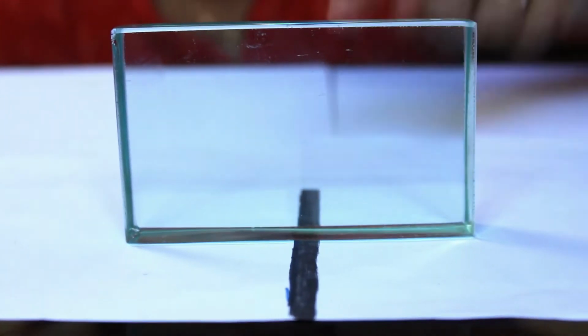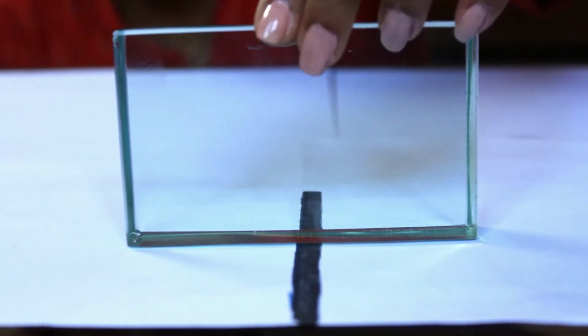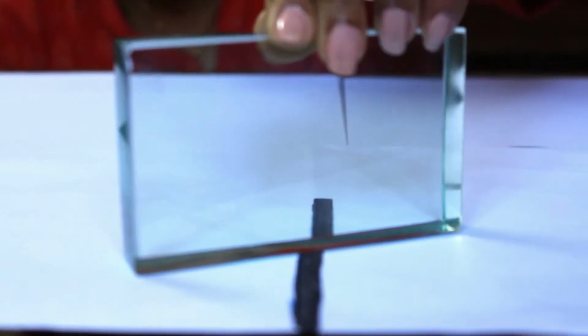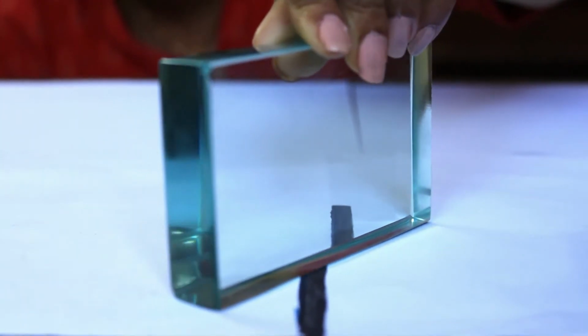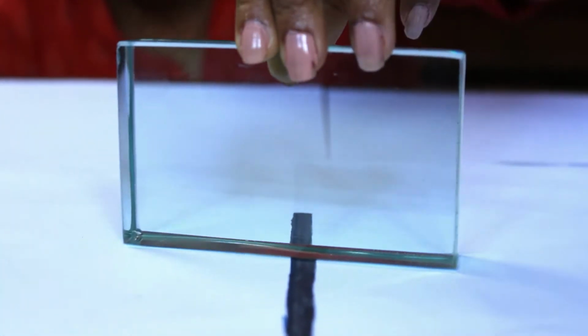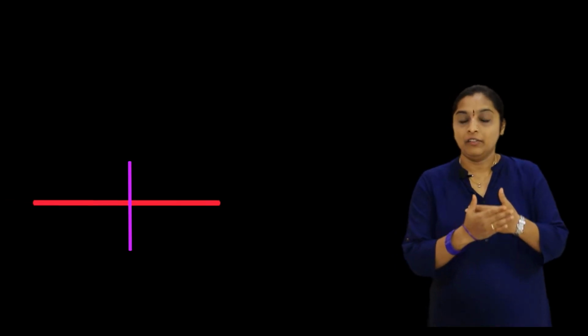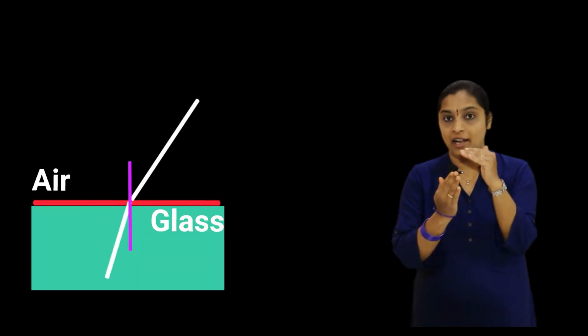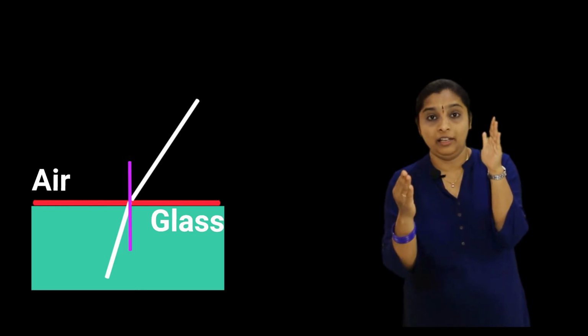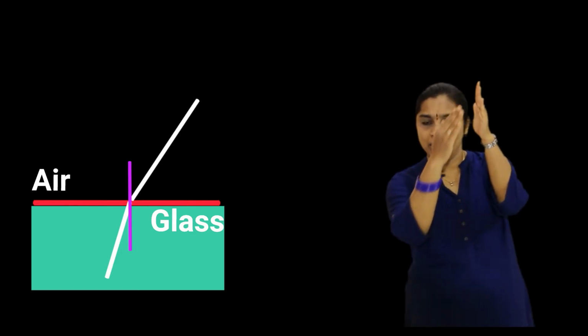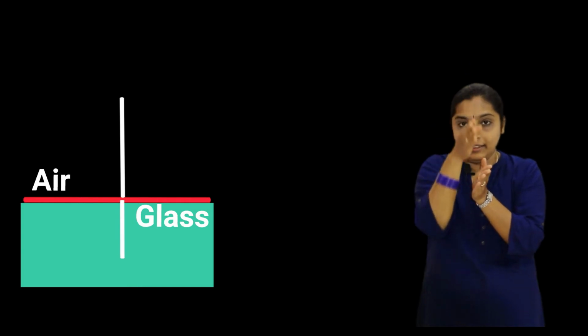Now the line appears to be straight. Now let me change the angle again. As the angle changes, the ray of light appears to be bent. Let me try the other direction again. Yes, it looks bent. So through the activity, what we understood is that when the ray of light travels from air to glass, it bends through different angles according to the angle at which it is falling, and it goes straight when it is kept straight, when the ray of light is exactly straight.